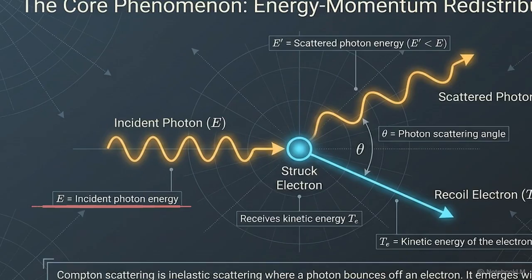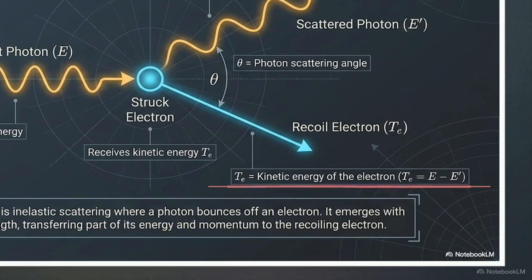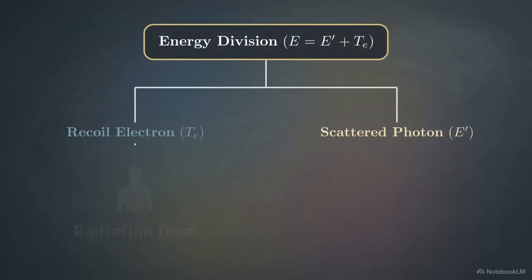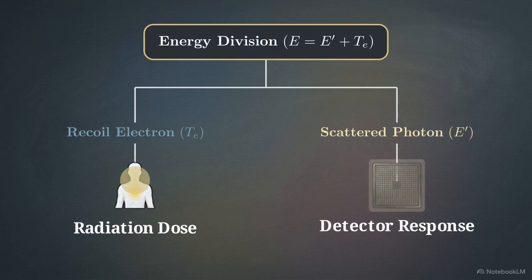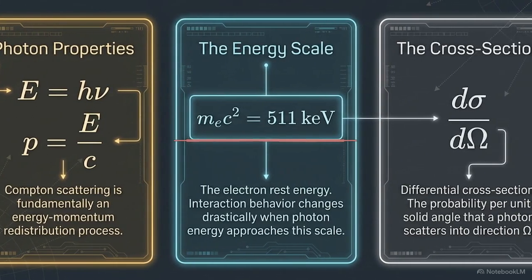This interaction functions as an energy-momentum redistribution. As the incident photon loses energy, that exact amount is transferred to the recoil electron as kinetic energy, denoted here as T sub E. Calculating exactly how that energy is divided is the requirement for determining both radiation dose and imaging detector response. We start with the photon's energy, h nu, and momentum, E over c. The electron has a rest energy of 511 keV. At this critical scale, the scattering interaction changes.